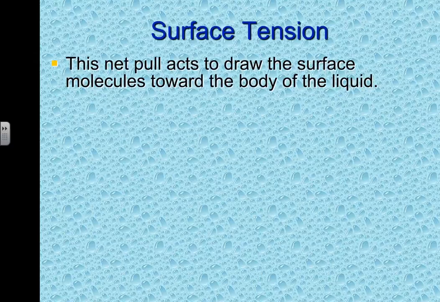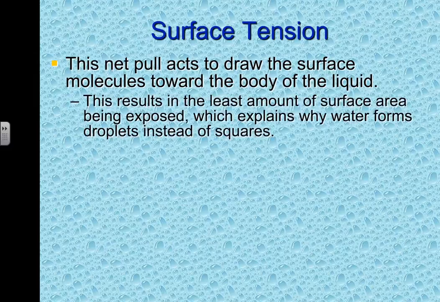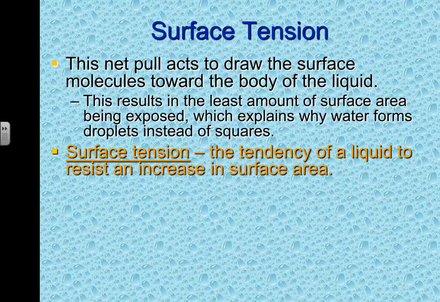Surface tension will draw the surface molecules toward the body. So it literally will pull the water molecules that are next to the surface closer and down and in, and it basically tightens them. This results in the least amount of surface area being exposed. And this is actually an explanation for why when you drop water on a desk or something, it doesn't form a square or just spread out into infinity, but it forms a little droplet. So that little droplet actually creates the least amount of surface area. And again, it forms tension on that surface because those water molecules are being drawn close.